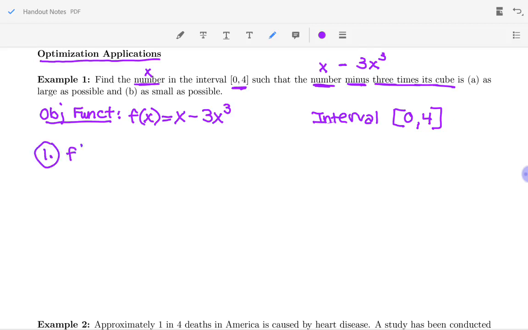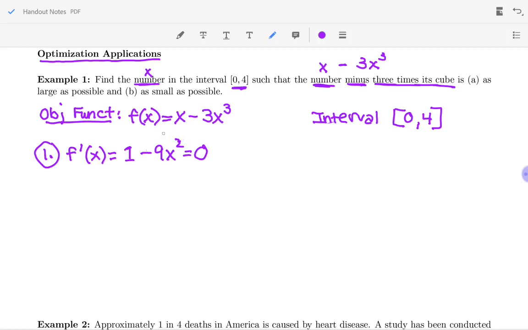We're going to find the critical numbers by taking the derivative and setting it equal to 0. So derivative of 1x is 1. Negative 3 times 3 is going to give us a 9x squared. And we're going to set that equal to 0. I have x squared. I could solve this by factoring. This is actually a difference of two square numbers. I could do 1 plus 3x and 1 minus 3x. But I think this one's actually a little bit easier to solve by the square root method.